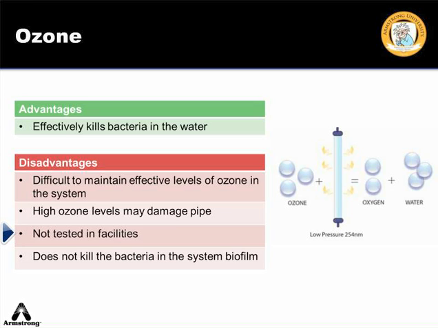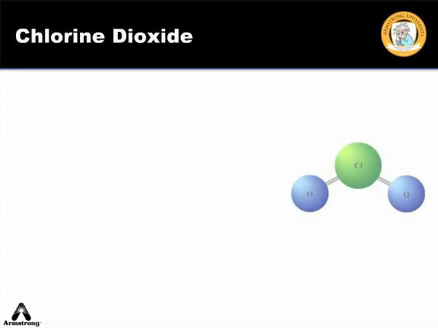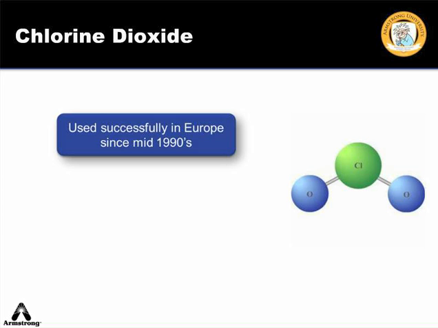It has not been tested in facilities. Its use would be pioneering, and it does not kill the bacteria in the system biofilm. Chlorine dioxide has been used successfully in Europe since the mid-1990s to control Legionella in institutional water systems.